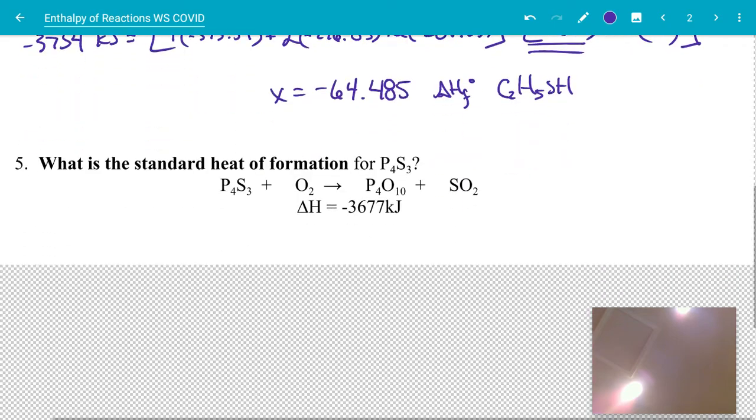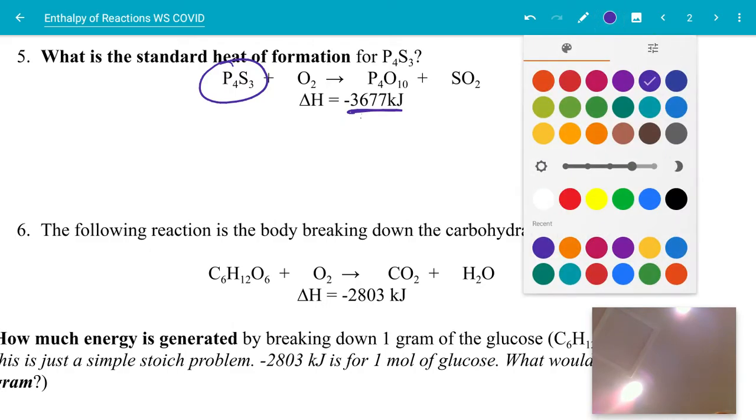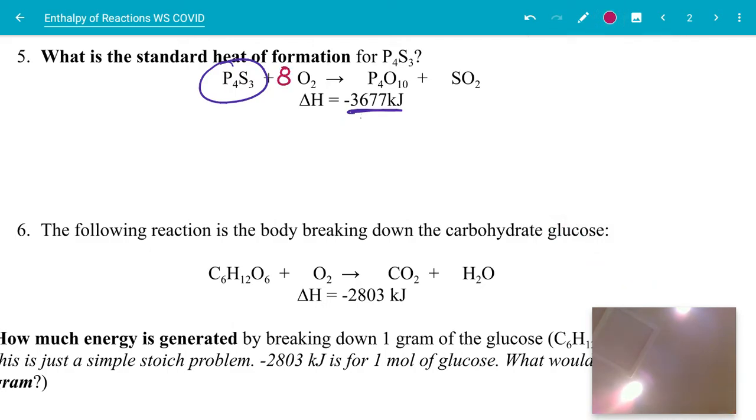All right, now problem number 5, exactly the same. They give us the ending, and they're asking us to solve for P4S3. So let's go ahead and balance that. I'm going to switch colors for now. So to balance it, we need 8 oxygens and 3 sulfur dioxides. And now we set it up the same way. Negative 3677 equals, and we're going to do the products first.